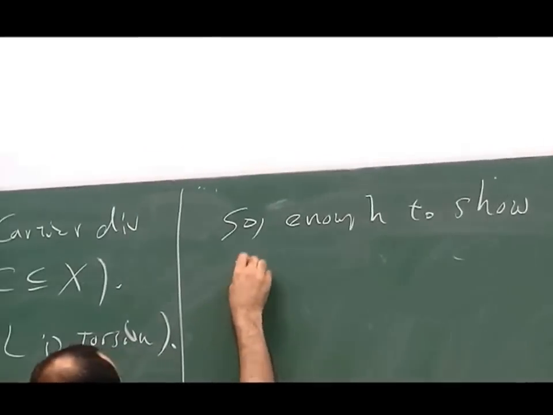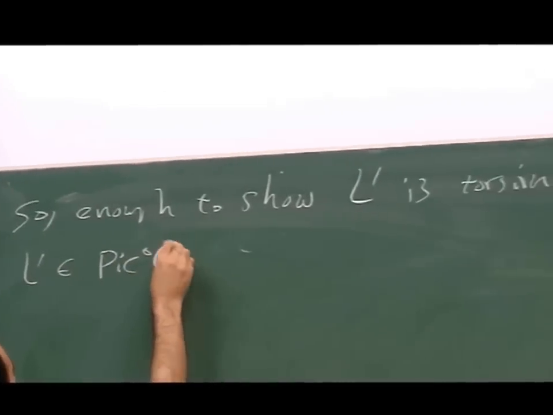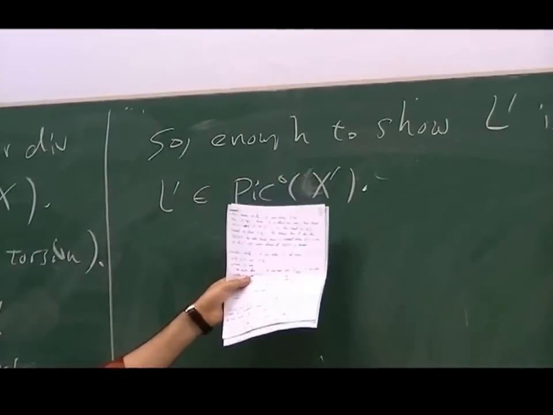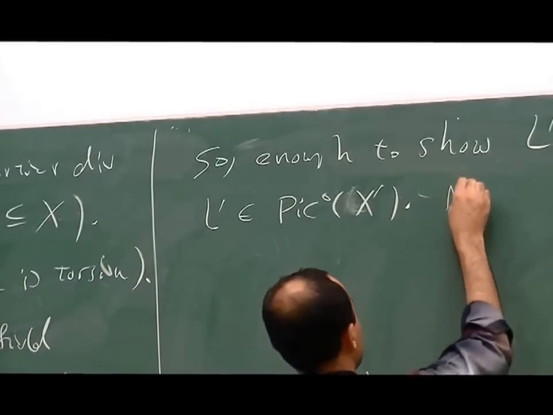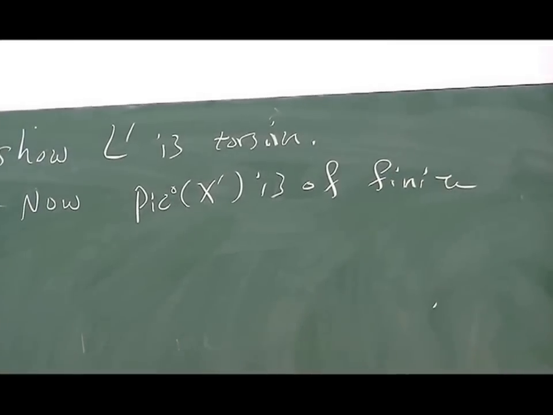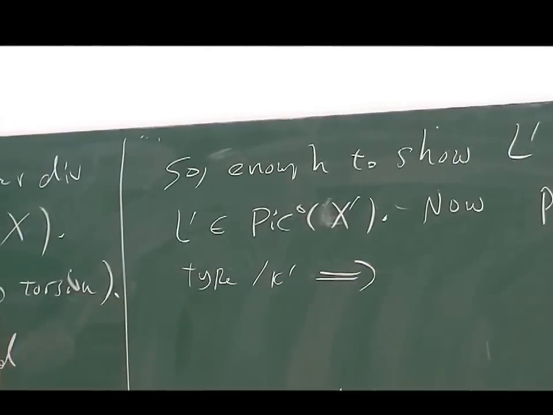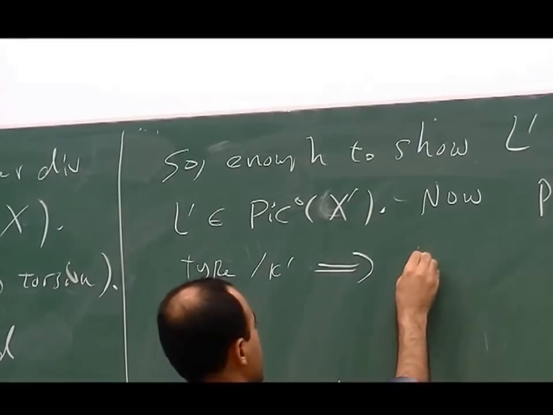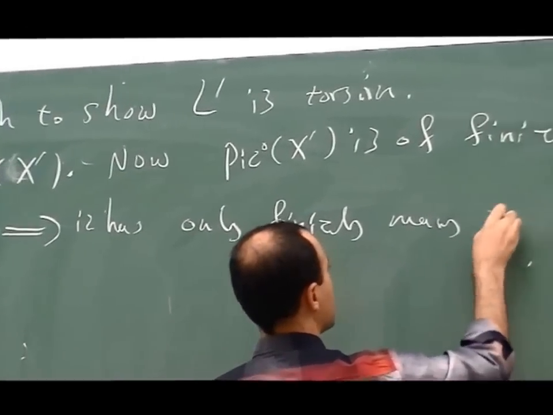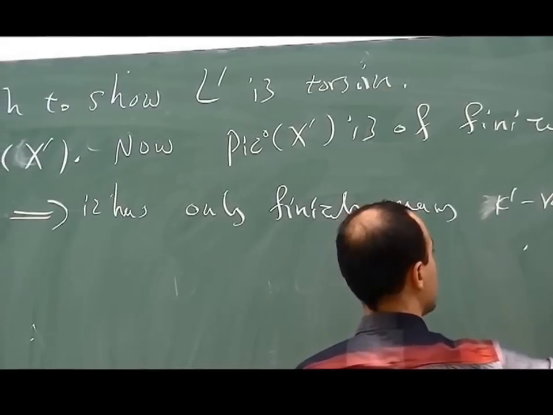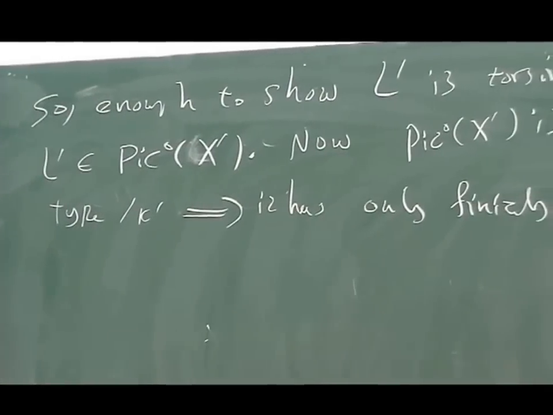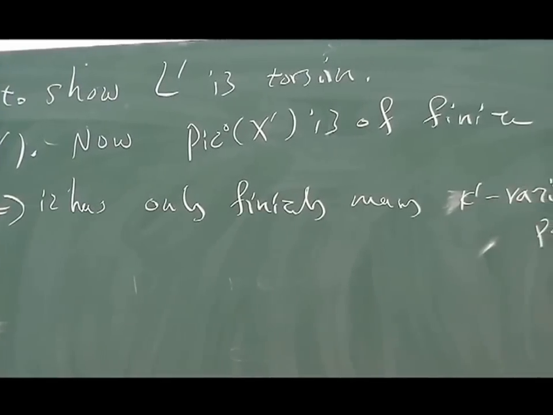But again, as I said, L prime you can consider as a point inside Pic0 of X prime. Now, the whole point is that this space here, Pic0 of X prime, is of finite type over the base field. And therefore, it can have only finitely many rational points over here. But one of these rational points is exactly L prime itself. So you have a finite set of points. This finite set of points is a group. And L prime is one element there.